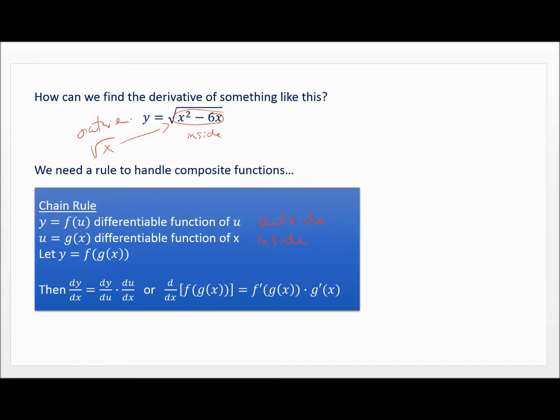Okay, so back to our theorem. If you want to take the derivative of your function y with respect to x, and y is the composite function, then you take the derivative of y with respect to u times du over dx. Now, to me, that's better expressed the second way that it has it written here. The derivative of your composite function is the derivative of the outside, rewrite the inside, times the derivative of the inside.